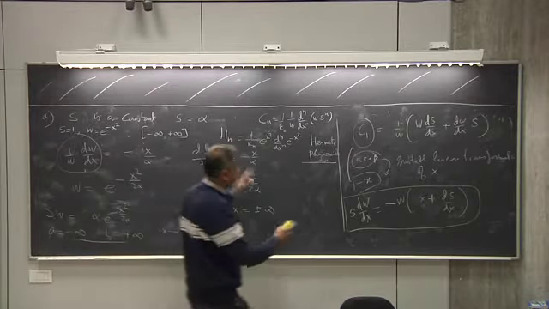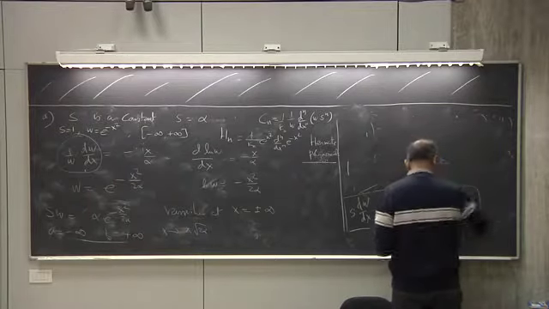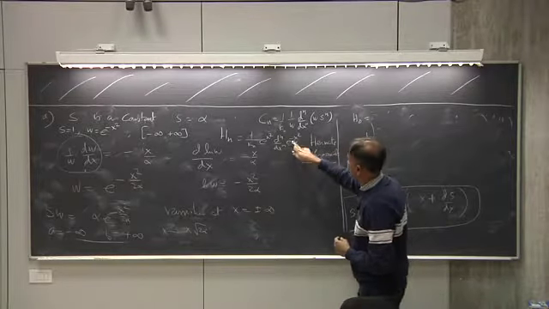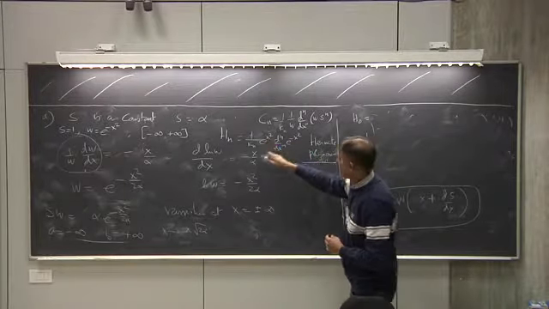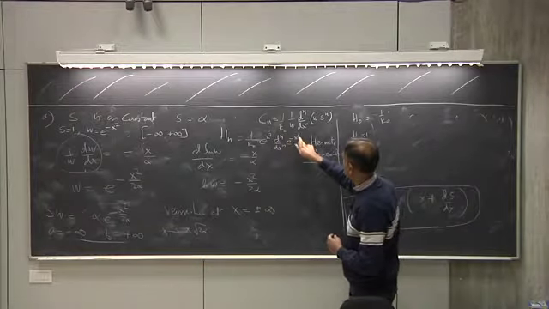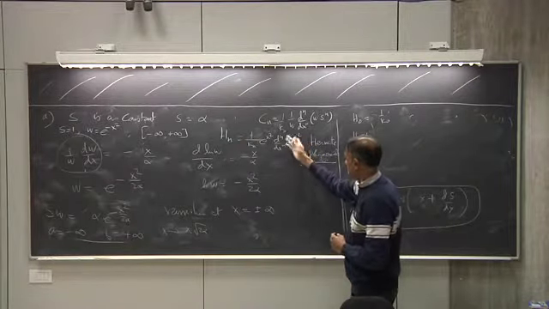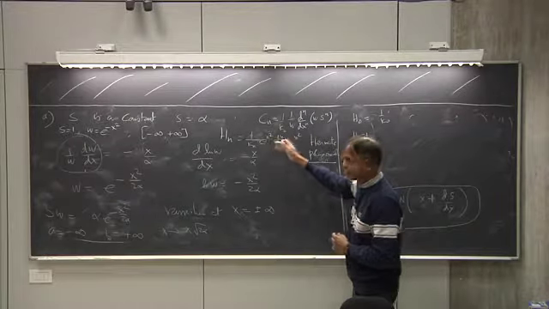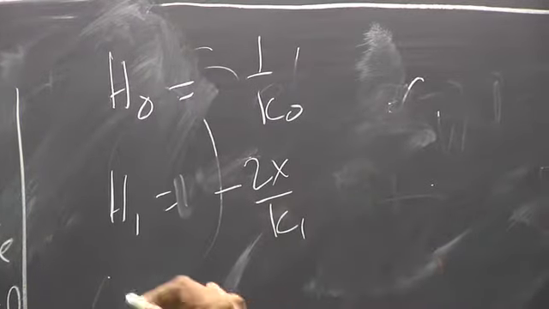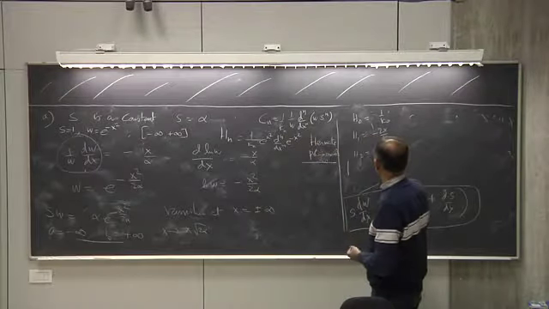Just to see how it's working, let's look at the first few. h0, n equal to 0, there's no derivative, this cancels that, and you just get 1 over k0. h1 is one derivative, so this will give you minus 2x, right? And then times the exponential itself, which cancels that. So you get here h1 equal to minus 2x divided by k1, and you can go on, and you can see that h2 will be two derivatives, so there will be several terms here.